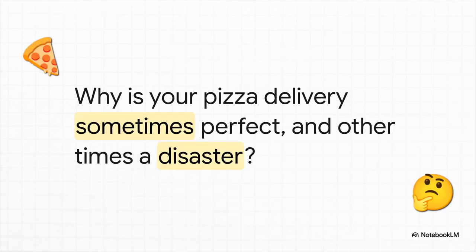You know the feeling, right? One night the pizza shows up, it's hot, it's exactly what you ordered, it's perfect. The next week, it's cold, it's the wrong toppings, and it's late. That huge gap between amazing and awful, that's called variation, and it all boils down to one simple thing: the process. And that is exactly the kind of problem Six Sigma was built to solve.